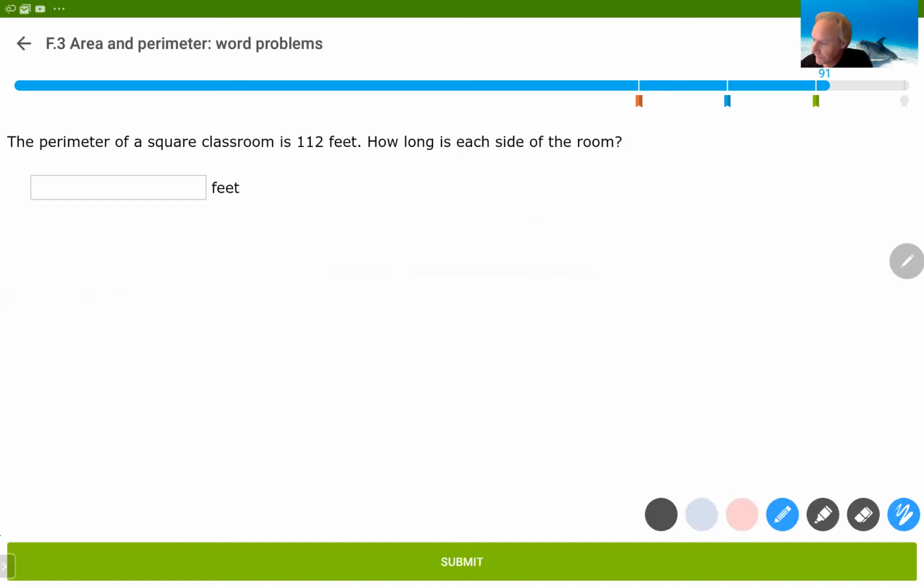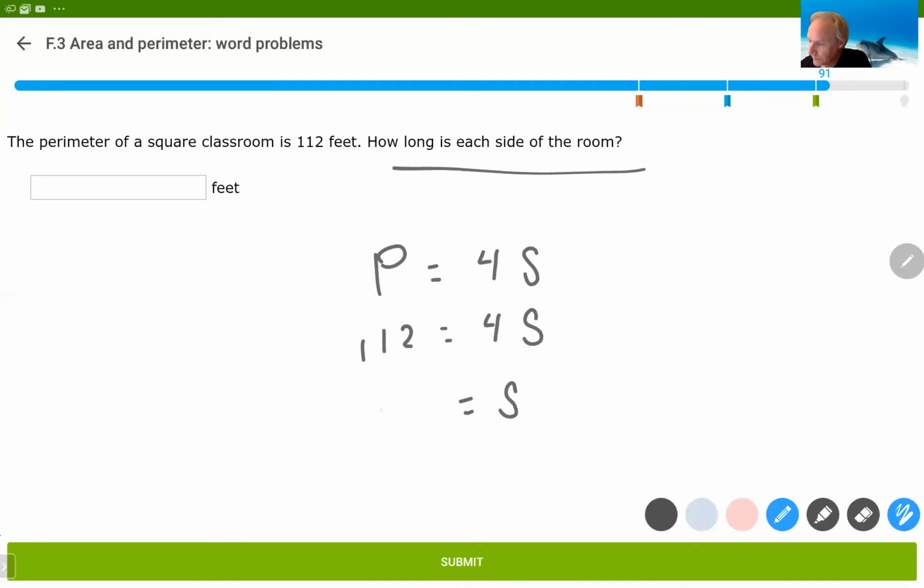Read your questions carefully. How long is each side of the room? The perimeter is 4s. And so we're talking about 112 is equal to 4s. We divide by 4, and s is going to be 28.